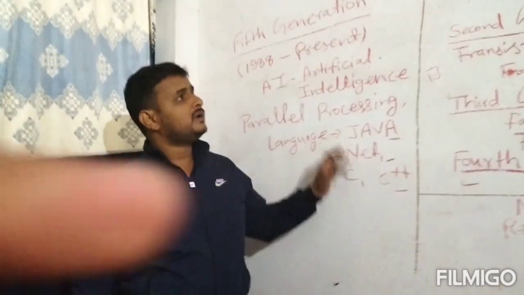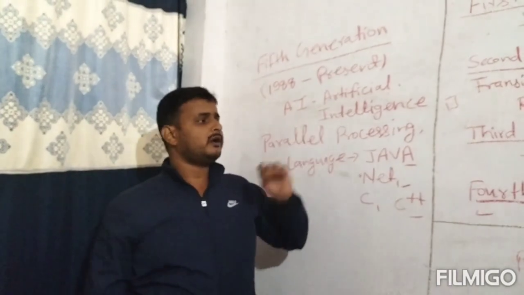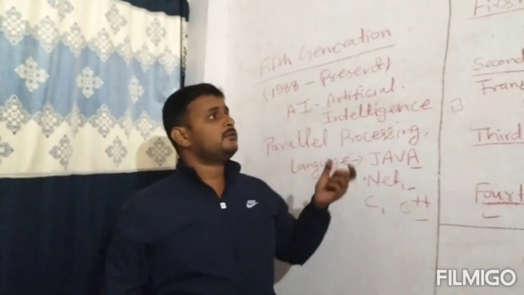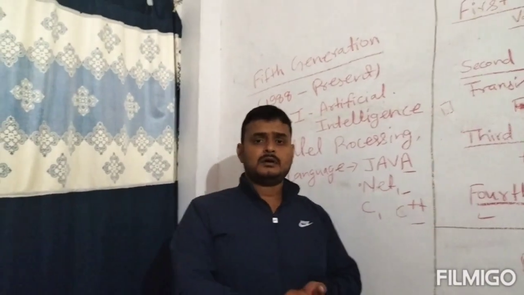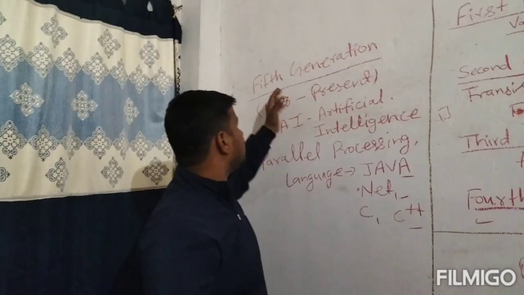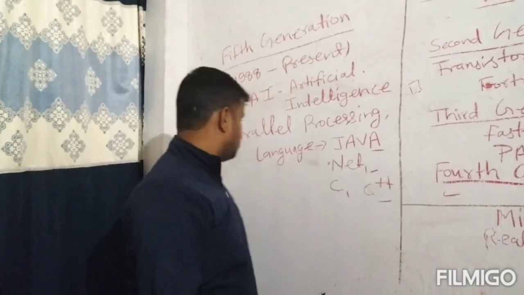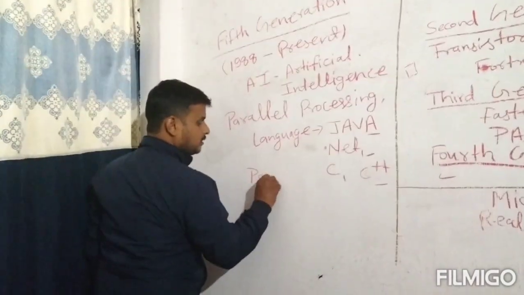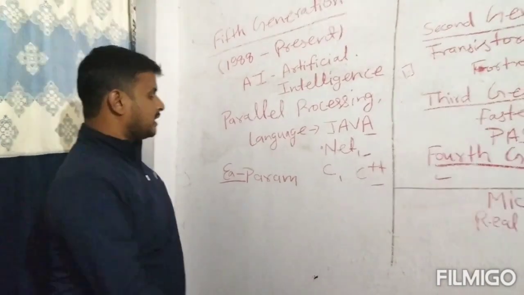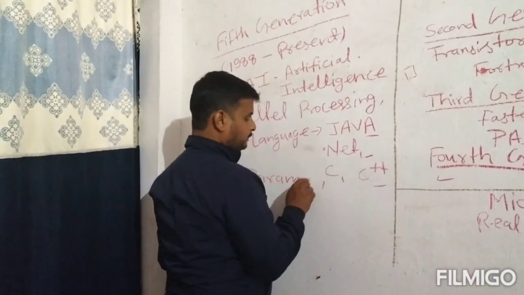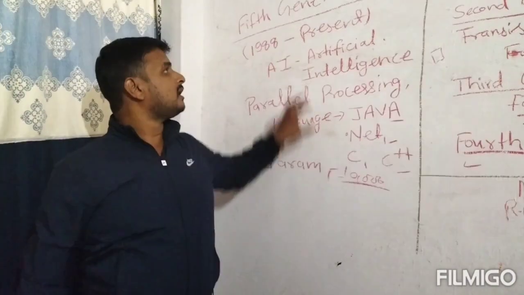So here we have discussed the computer generations very briefly. An example of fifth generation computers is Param. You know Param. Param 10,000 is an example of fifth generation computers.